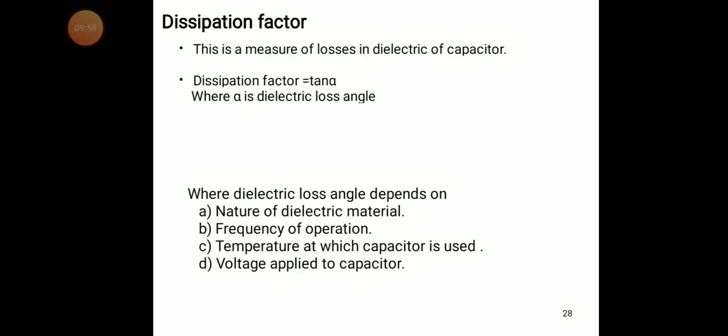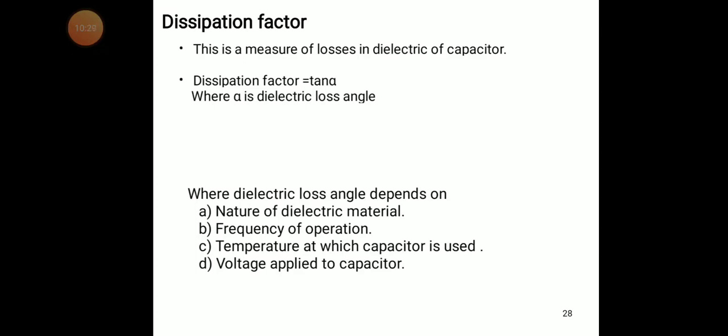Whenever we use the dielectric for storage in the capacitor, it stores energy, and we need to know how much storing capacity it has and at what rate the dielectric is dissipating, or discharging, the energy. Otherwise, if the dissipation is very fast, we do not get our required operation. So the dissipation factor is a measure of losses in the dielectric of a capacitor.